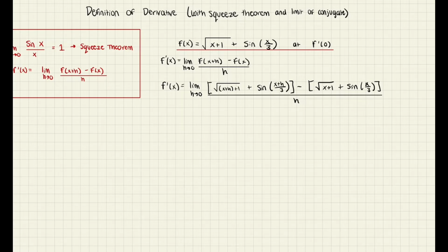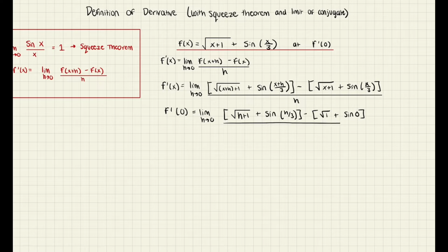So now that we have our equation in terms of the definition of the derivative, we're going to evaluate it at f prime at 0, which is what we're asked for. So that's going to be the limit as h approaches 0. And what we're going to do here is sub in 0 wherever we see x in our above equation. That leaves us with square root of h plus 1 in this term, plus sine h over 3. And for our second term, we have square root of 1 plus sine 0, and now all of this over h.